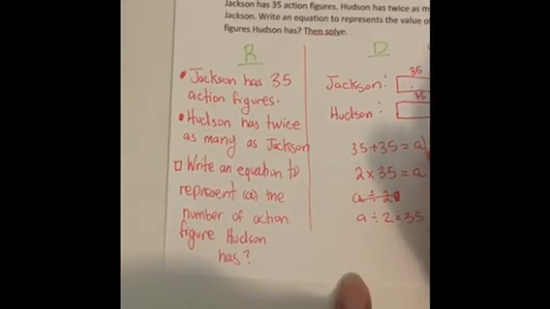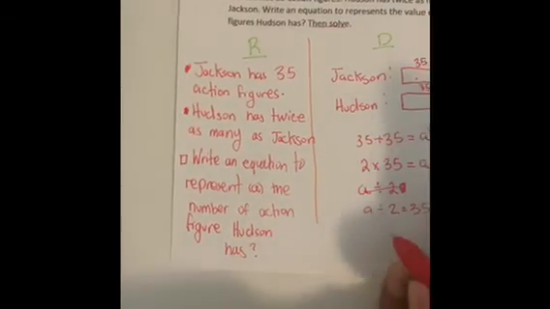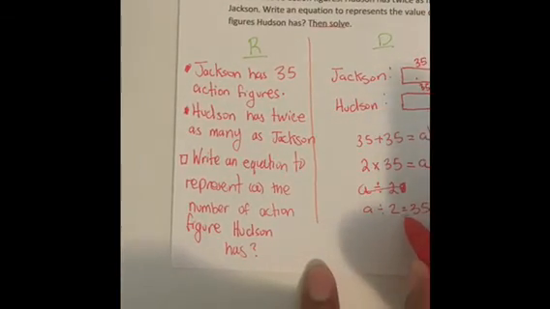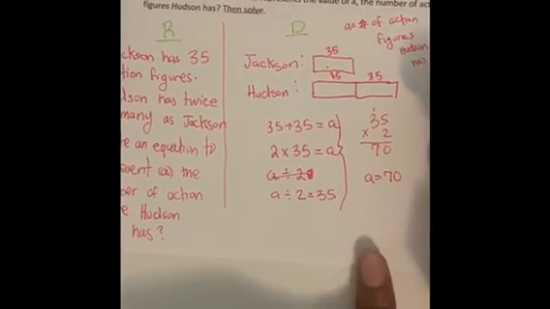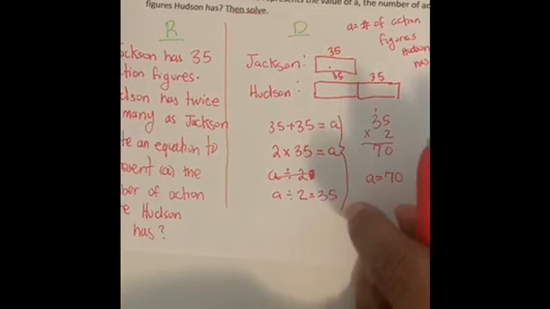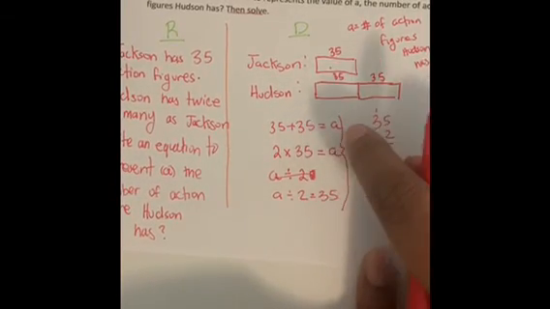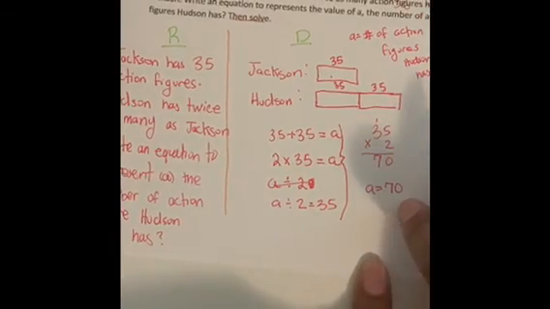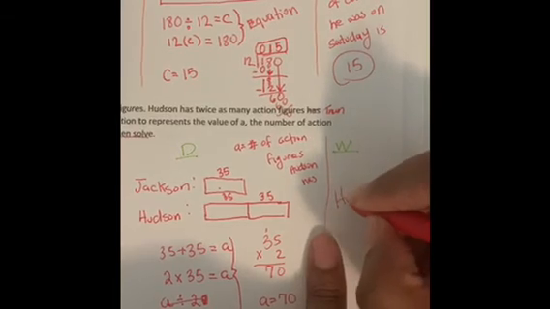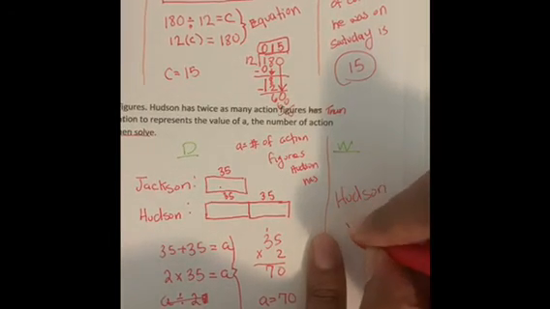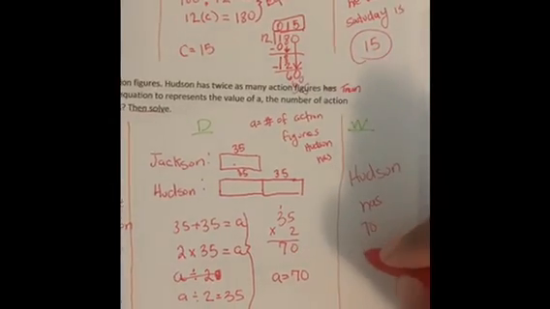Write an equation to represent the number of action figures Hudson has. We did that. We wrote 3 equations, in fact. All of these would actually equal the same thing. In fact, 70 divided by 2 does equal 35. You can check that out yourself. If you need proof, 70 divided by 2 equals 35. 2 times 35 is 70. 35 plus 35 is 70. So A does, in fact, equal 70. So Hudson has 70 action figures.